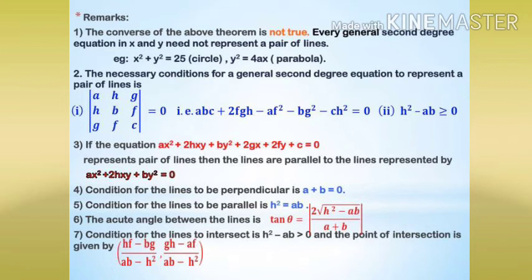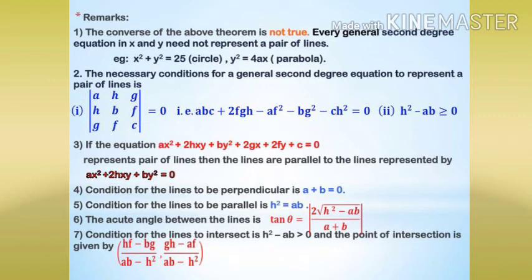Since the converse of the above theorem need not be true, how do we prove that the general second degree equation represents a pair of lines? For that we have a necessary condition. In the second remark, we can see that the determinant with rows a, h, g; h, b, f; and g, f, c should be equal to 0, and h square minus ab should be greater than or equal to 0. That is, if abc plus 2fgh minus af square minus bg square minus ch square is equal to 0, then we can say that the given equation represents a pair of straight lines.